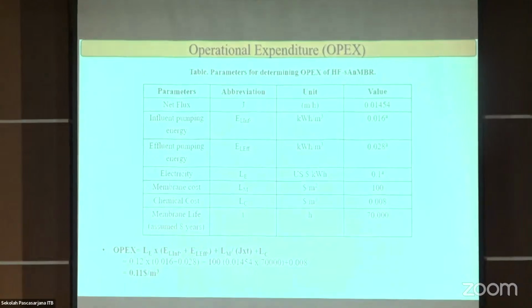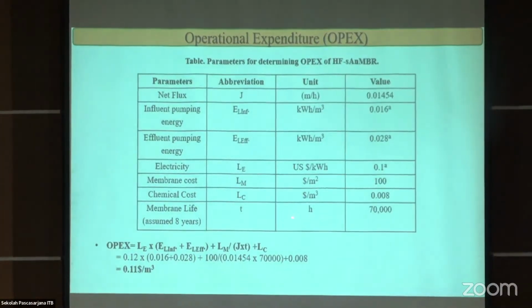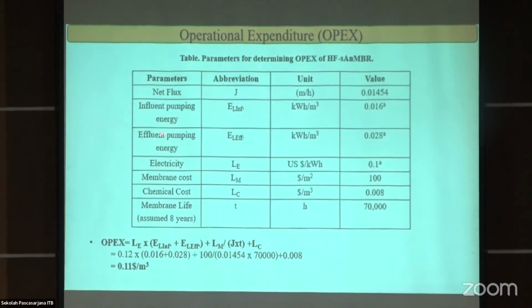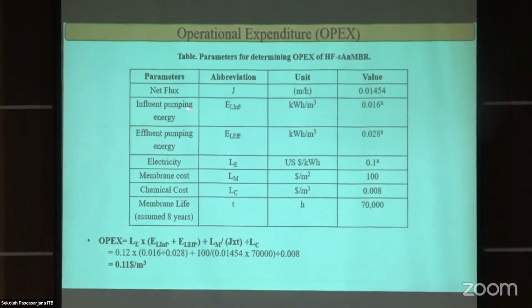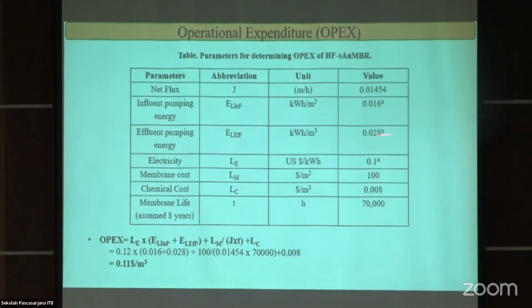These are the parameters taken from previous research also. Some of the parameters, like the influent pumping energy when we go for the pilot or large scale, and net flux around this much meter per hour. The influent pumping energy in kilowatt hour per meter cube is around 0.028, and electricity is usually around $0.1 per kilowatt hour, and the chemical cost for the cleaning is around 0.08, and the membrane life I assumed around 8 years if we go for the large scale hollow fiber submerged MBR membrane.